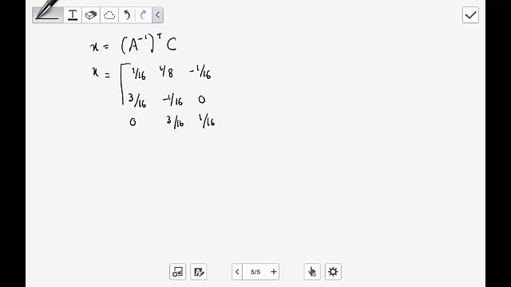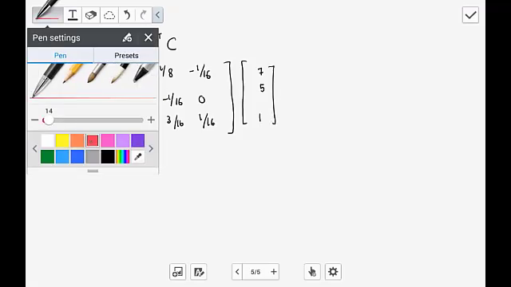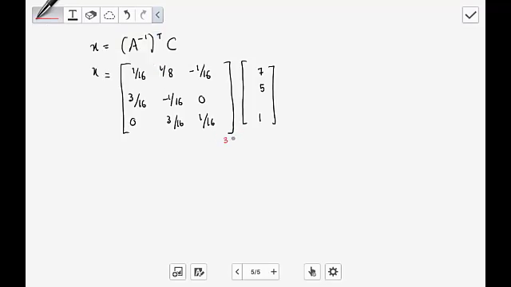So I'm going to multiply this with matrix C. If you remember, matrix C is 7, 5, 1. Always remember, you have to write your inverse on your left hand side. This is a 3 times 3 matrix, and this is a 3 times 1 matrix. So these two matrices are compatible to be multiplied, and your answer is a 3 times 1 matrix.